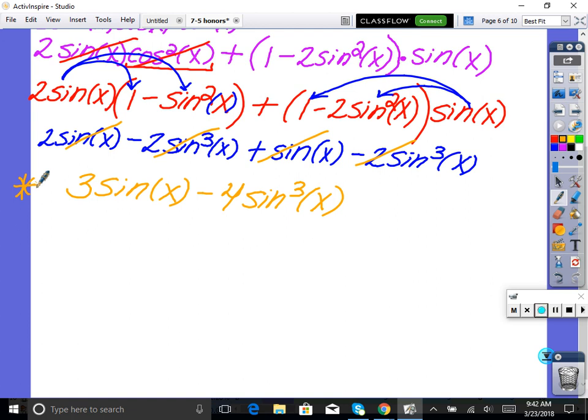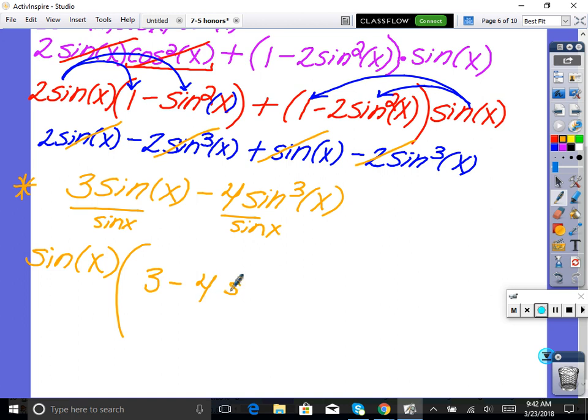That's the hard thing, knowing when to stop. So what could we do? I'm going to put a star by it because that's really all I can see happening here. But let's check. So what are you saying? I heard some of you say, well, let's try something. So you're saying, let's see if that helps us. If we factor out sine of x and then divide by sine of x, let's see what that gives us inside. That would be 3 minus 4 sine squared of x.